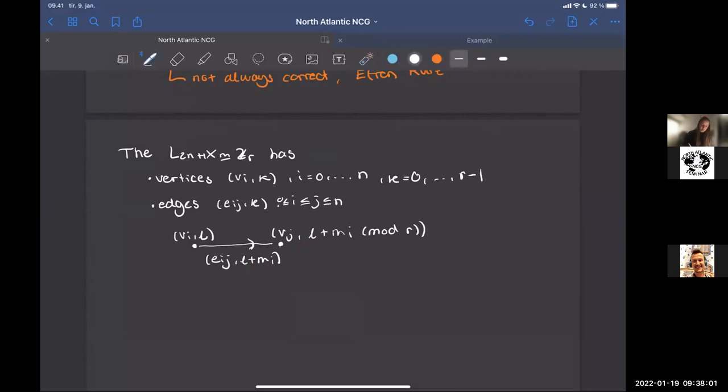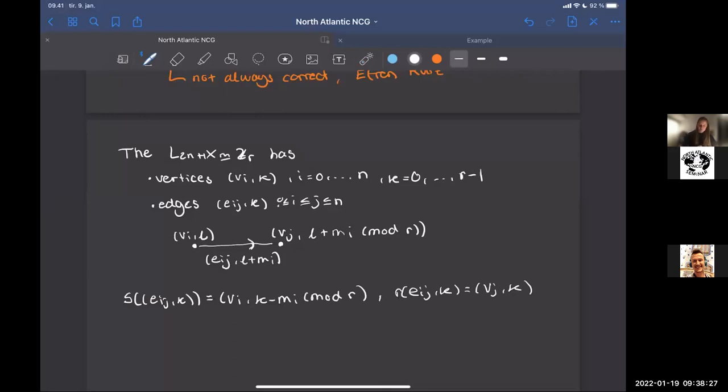So if we want to write the source of an edge E_{IJK}, then you get V_{I, K minus M_I modulo R}, and the range of E_{IJK} is just given by V_{JK}.